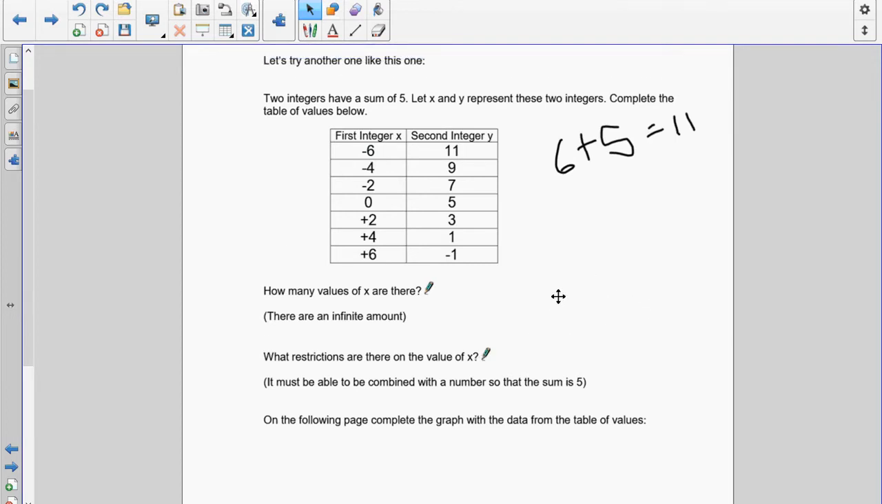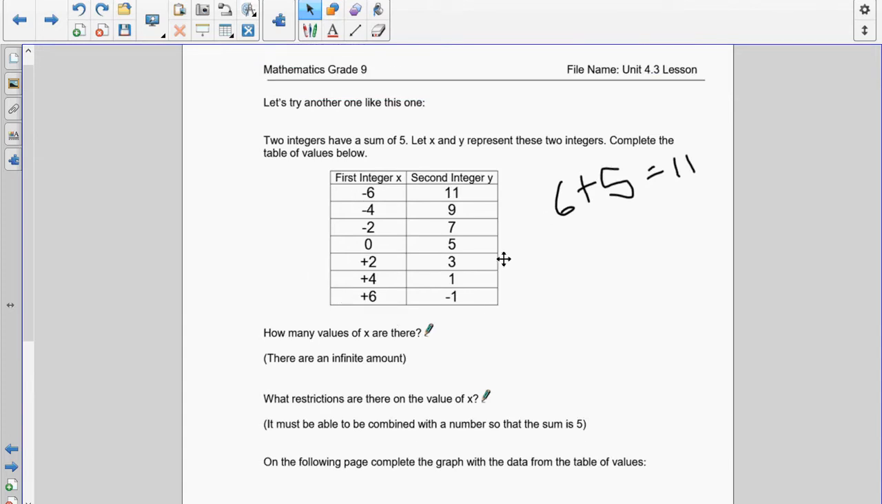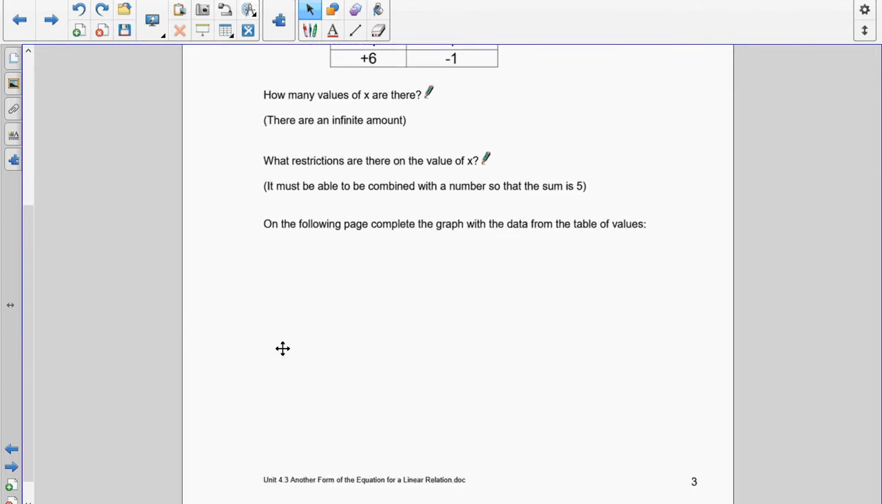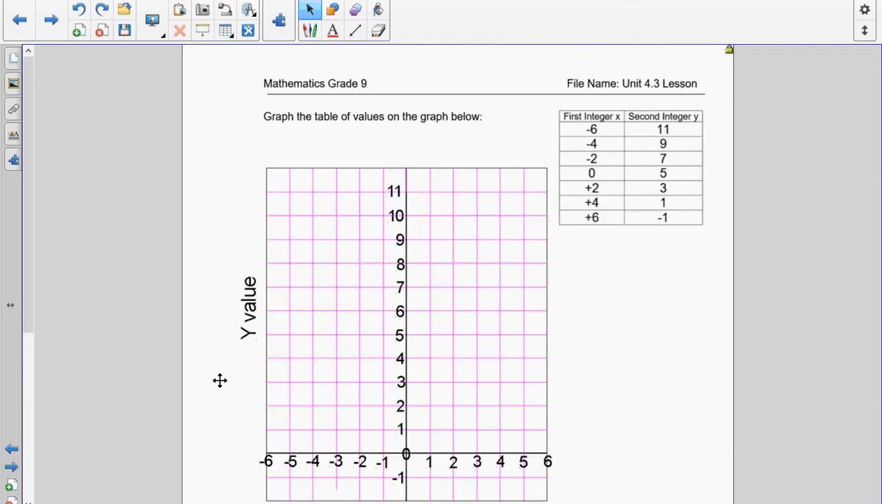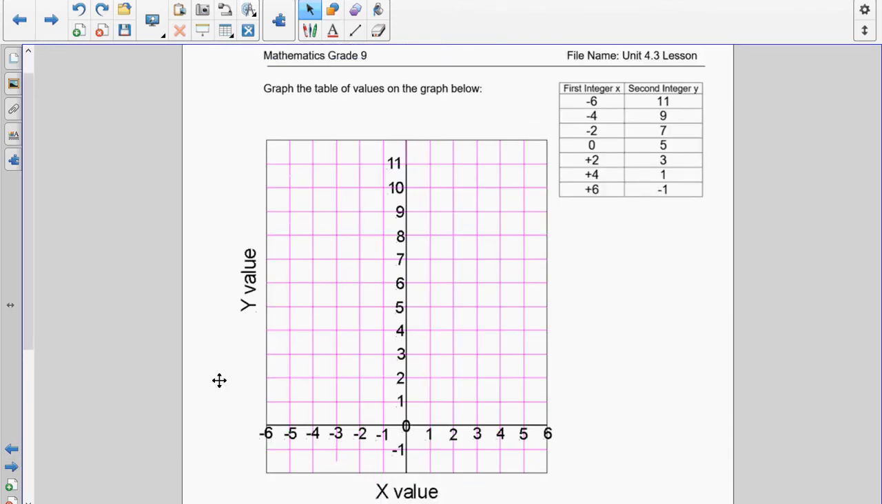So what I want you to do is take all this information here, go on to the next page, and graph it. So pause the recording, graph this, and then we'll do it together.